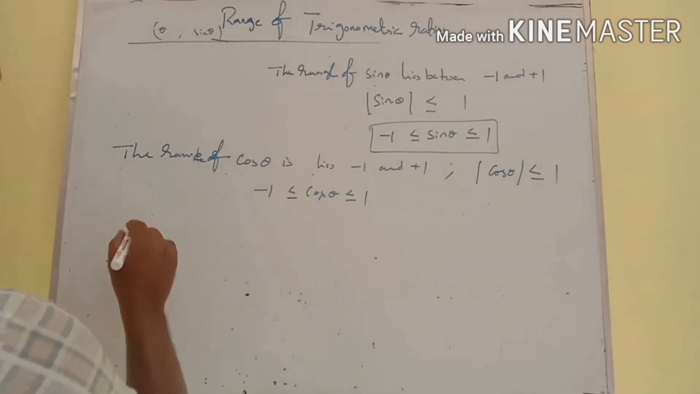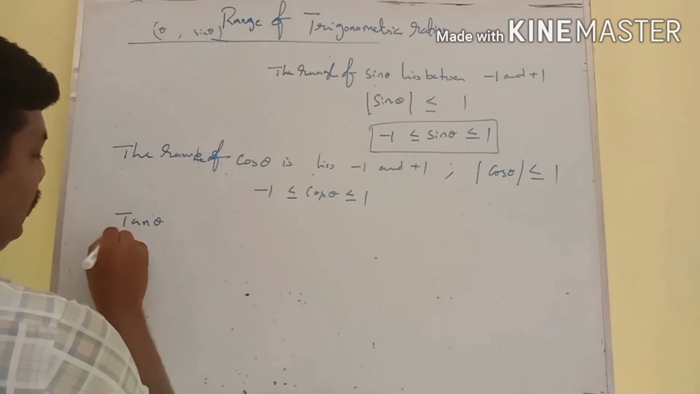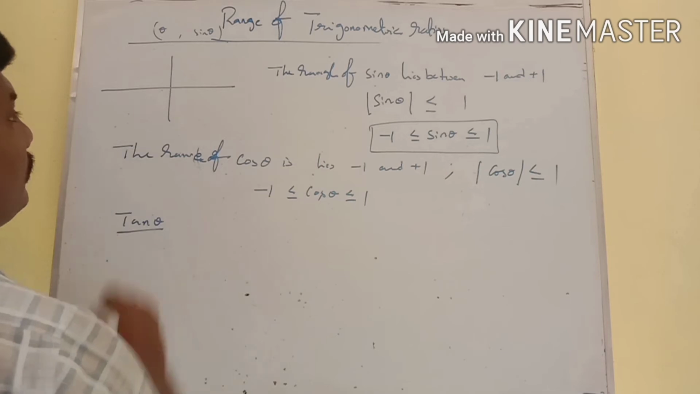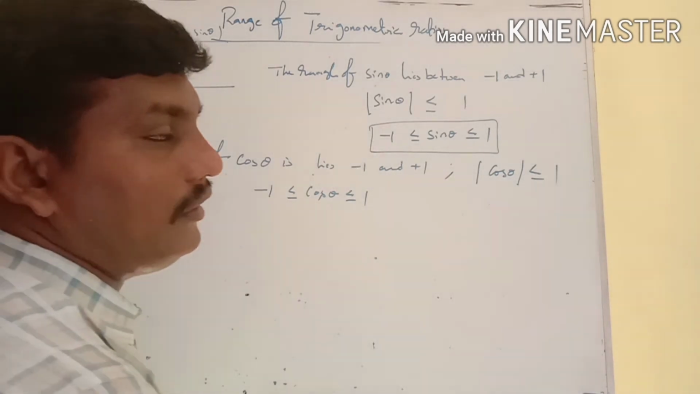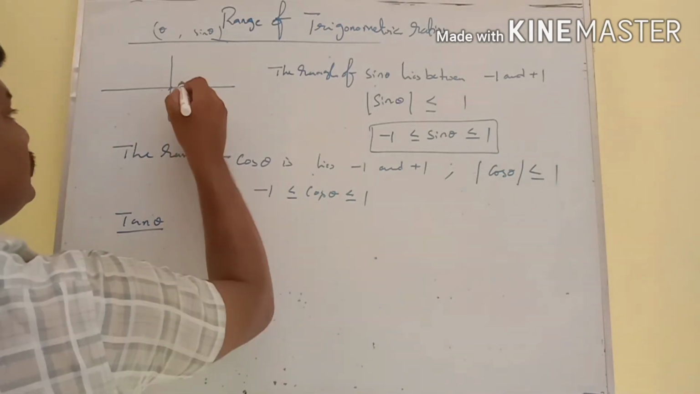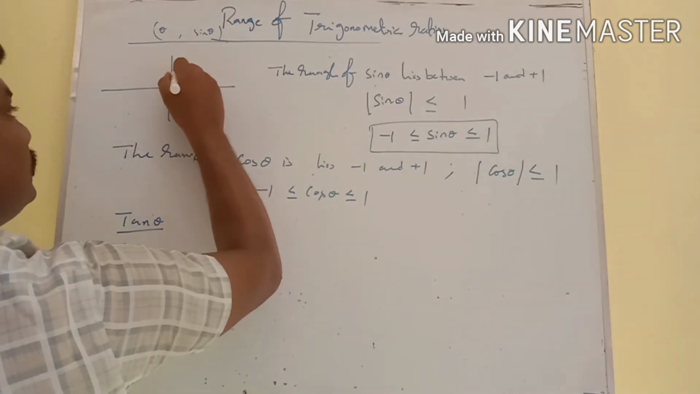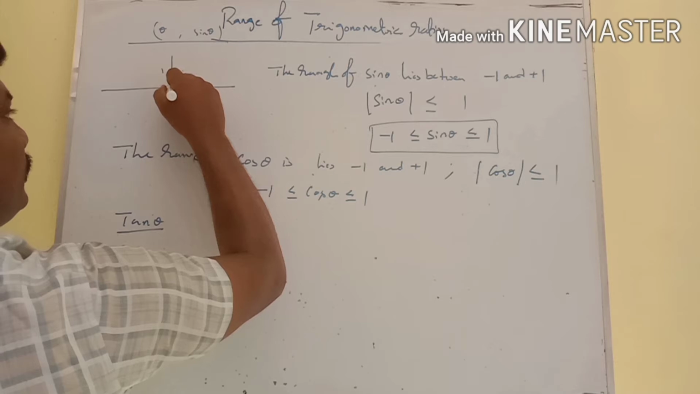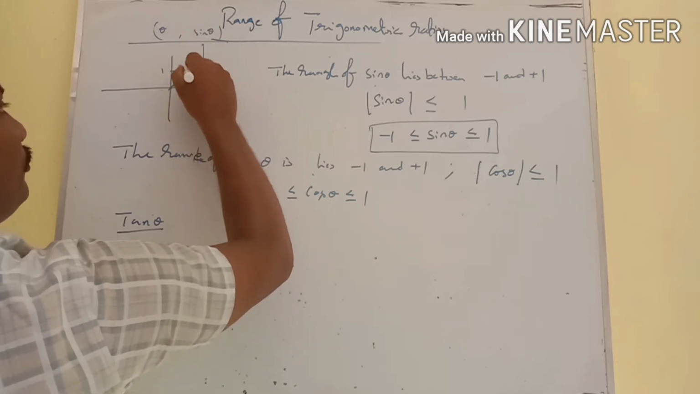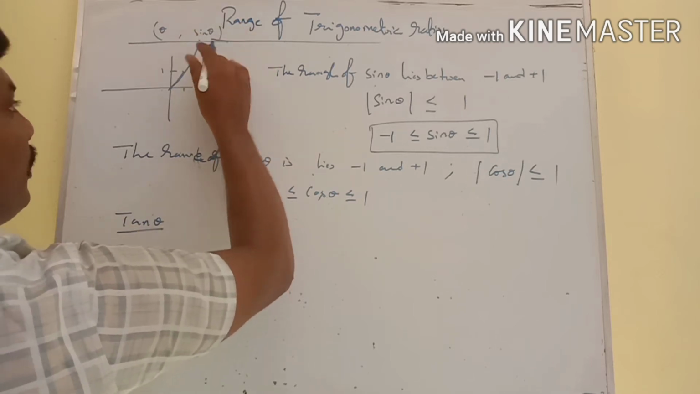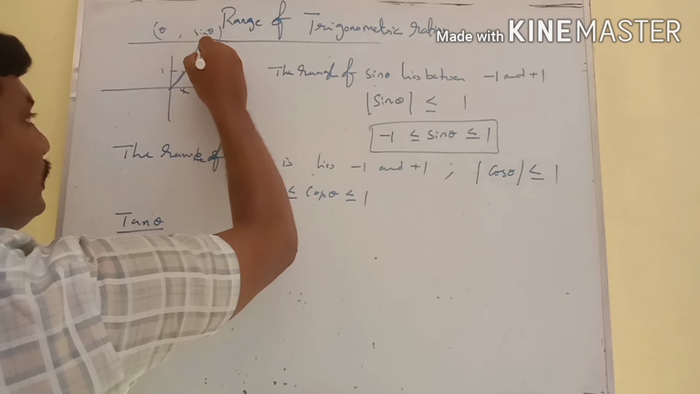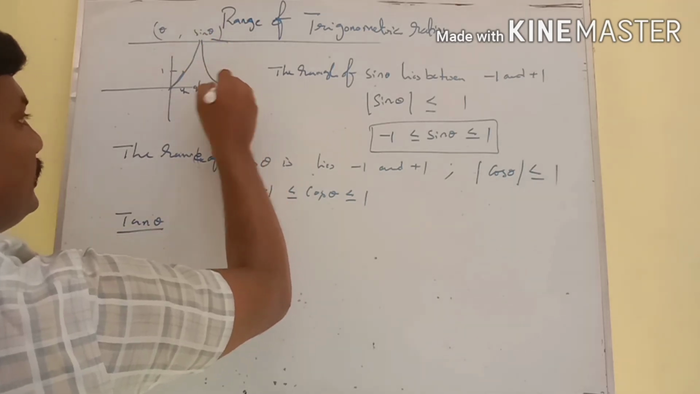Now coming to tan theta. How will tan theta be? We know that tan 0 degrees is 0. Tan 45 degrees is 1. Tan 90 becomes infinite, so it goes up to infinity. Infinite means we cannot imagine it for 90 degrees. Again from there, at 180 degrees it is 0.